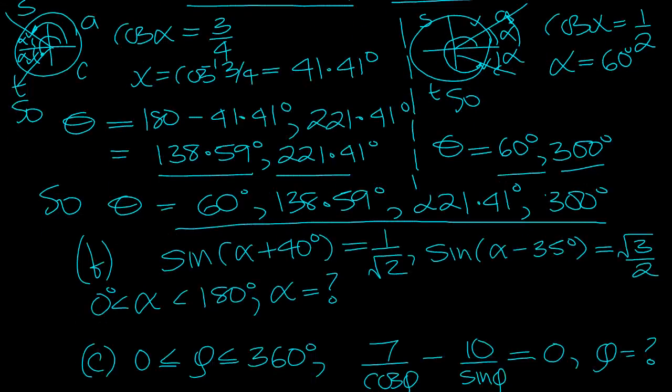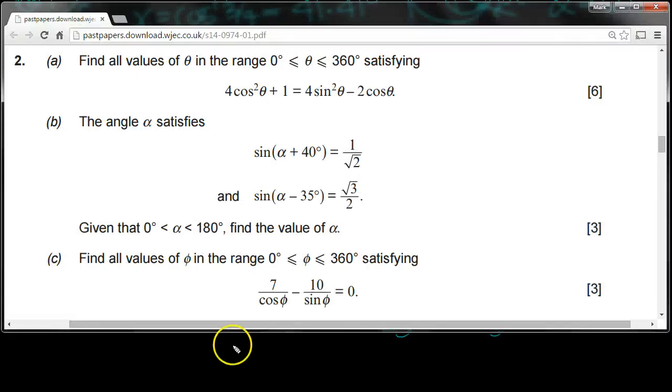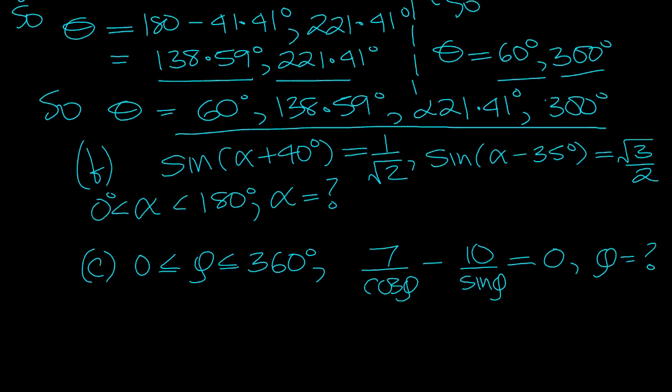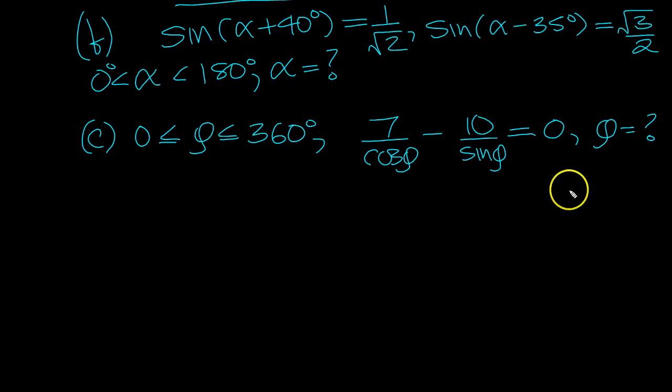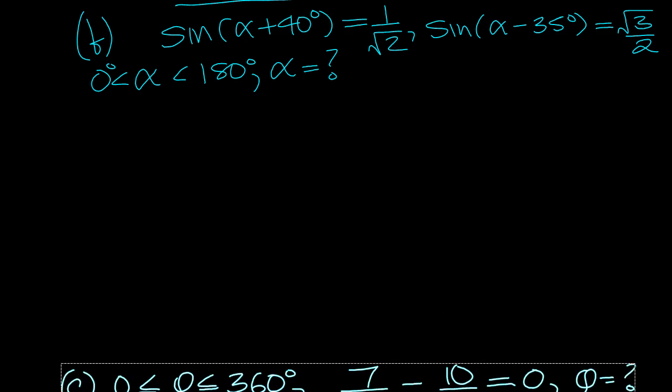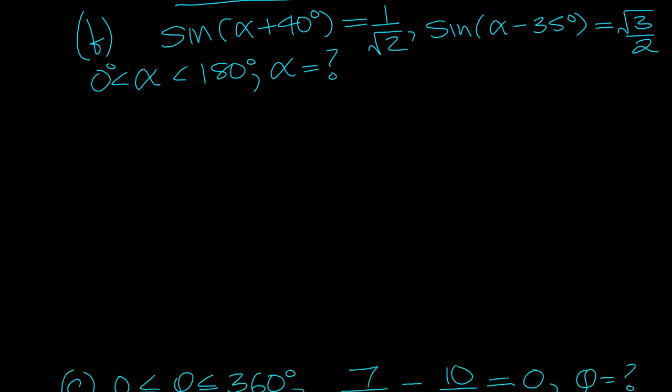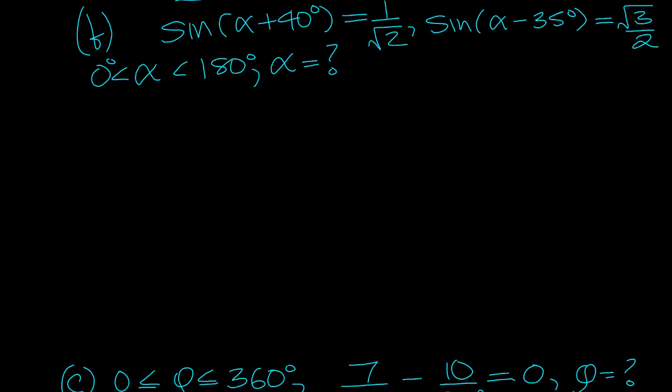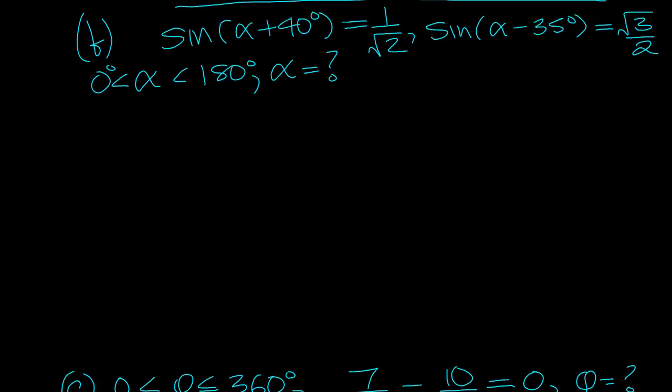Okay, part B, let's look at the paper. The angle satisfies this and this. Alpha is between 0 and 180. Find the value of alpha. So here's the problem. Let's get part C out of the way for the moment. Okay, so here's our problem then. So what have we got? Right, sine of alpha plus 40 is 1 over root 2.